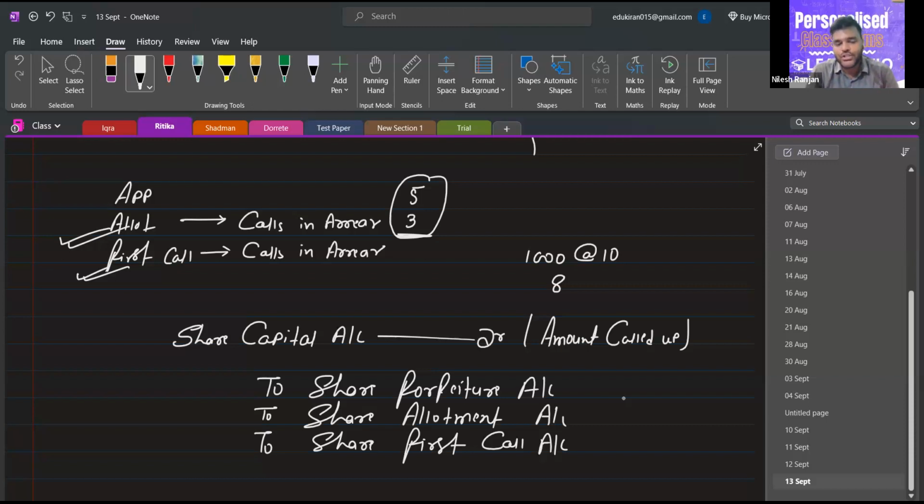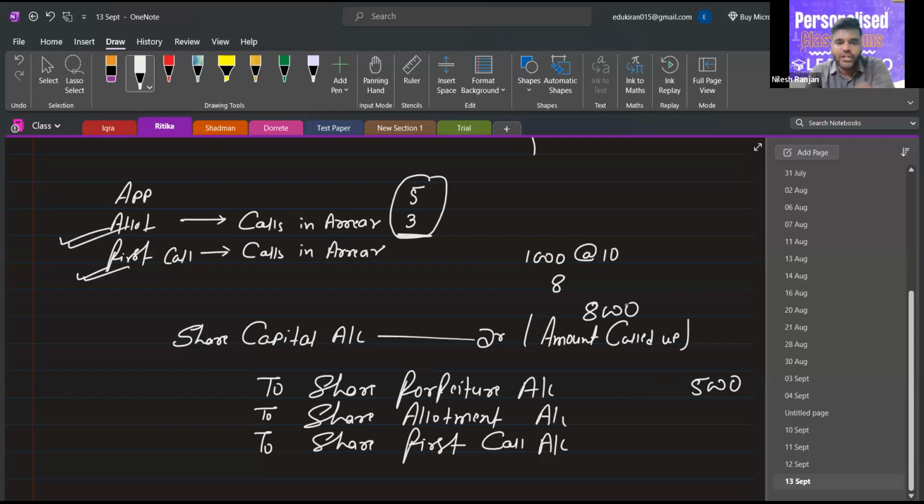So we cannot forfeit the amount which is not received yet. Now what is your answer? Which amount will be forfeited? The application money. Yes. So we will forfeit 5,000. Here 8,000.